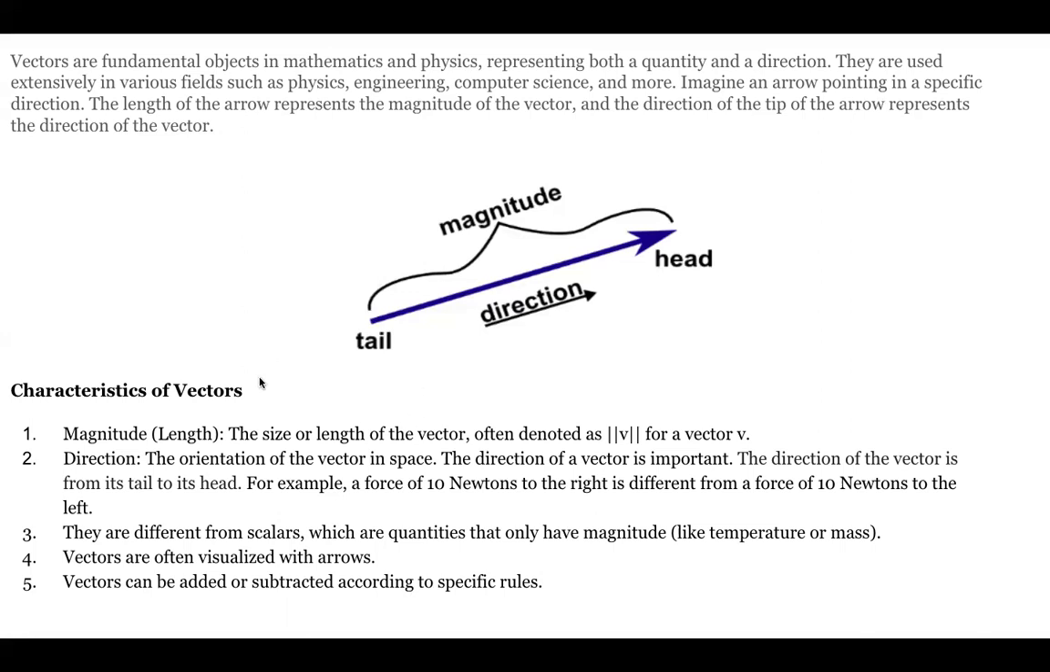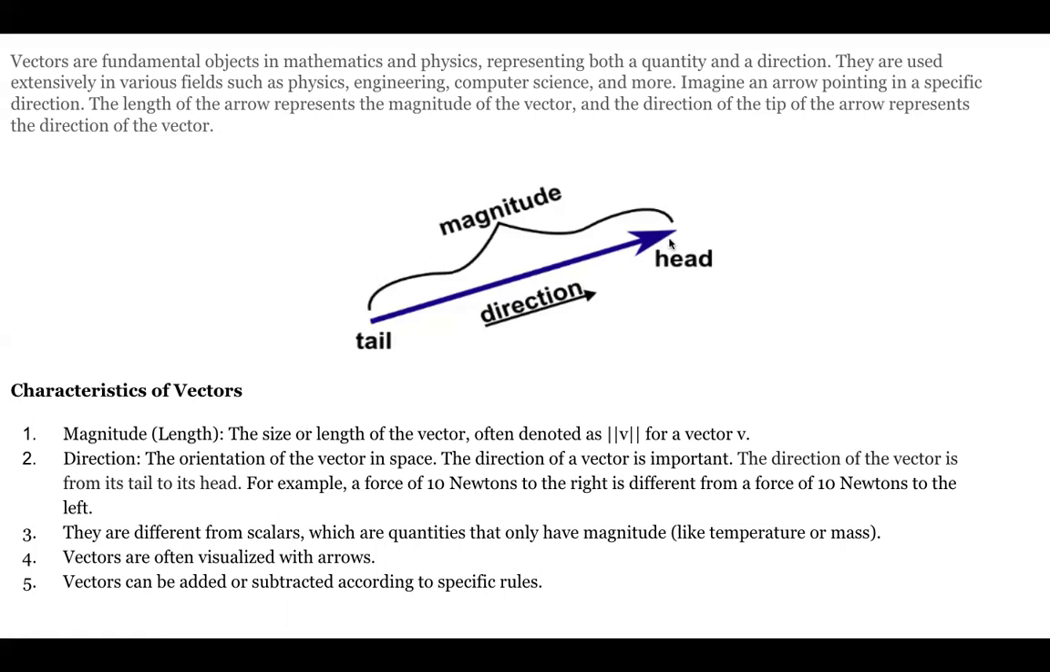Some characteristics or features of a vector: one, as we said, it has magnitude or quantity, which is also known as the size or the length of a vector. Direction, the orientation of the vector in space, like which direction it is going, up, down, slant, left, right. The direction of the vector is from its tail to head. For example, a force of 10 newtons to the right is different from a force of 10 newtons to the left. So going this way is different from coming back here.